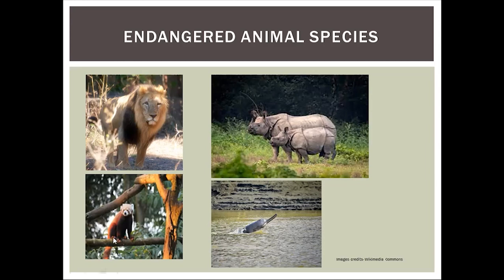And the fourth species is red panda. Red panda, it is the state animal of Sikkim. It is an arboreal mammal. Arboreal means it lives on the trees. In two national parks, that is Singalila and Neora Valley National Park, both of these are located in West Bengal, you can find red panda.